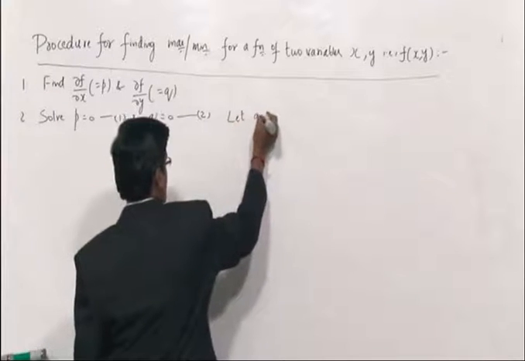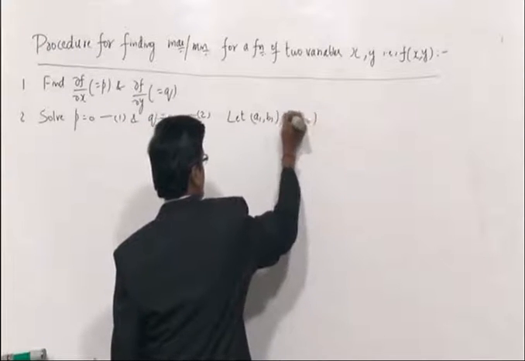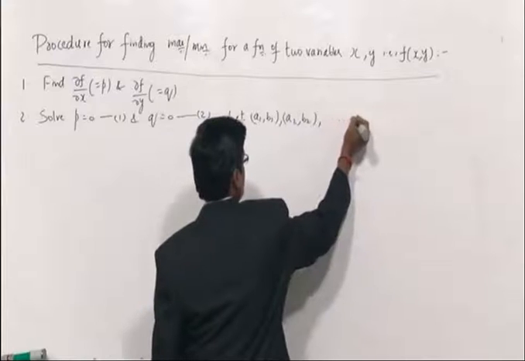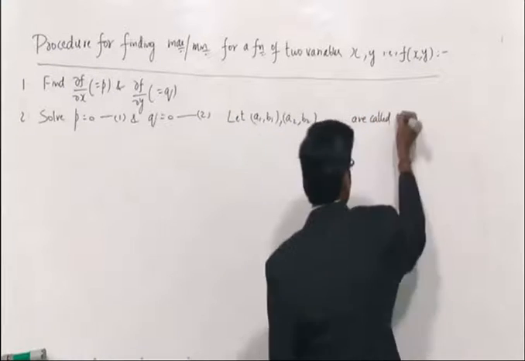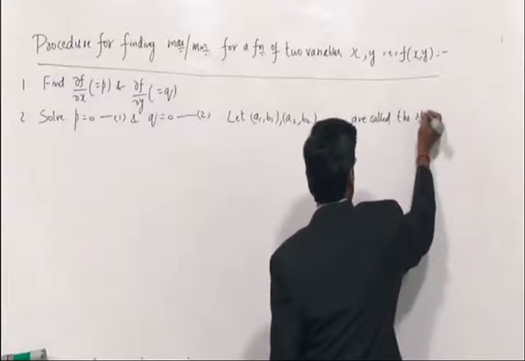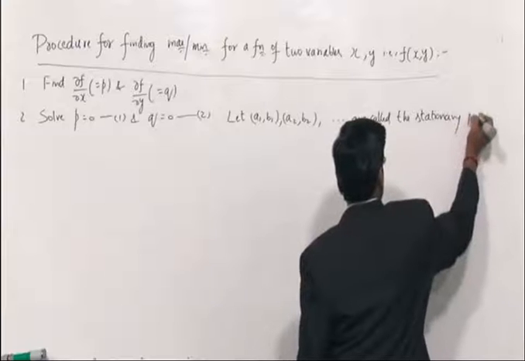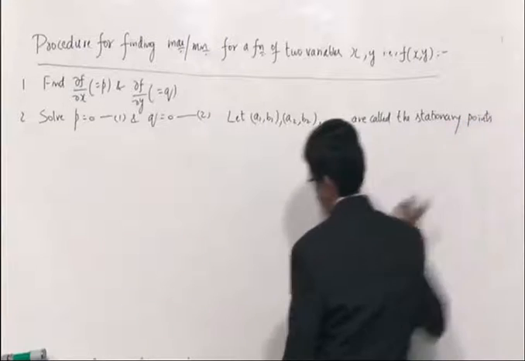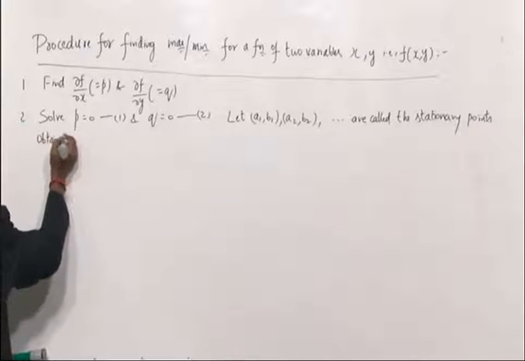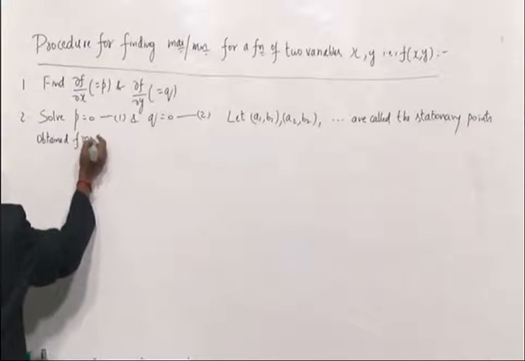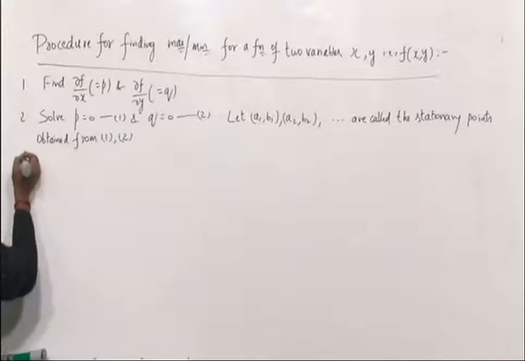Let a1 b1, a2 b2, and so on, are called the stationary points obtained from 1 and 2. Step 3.